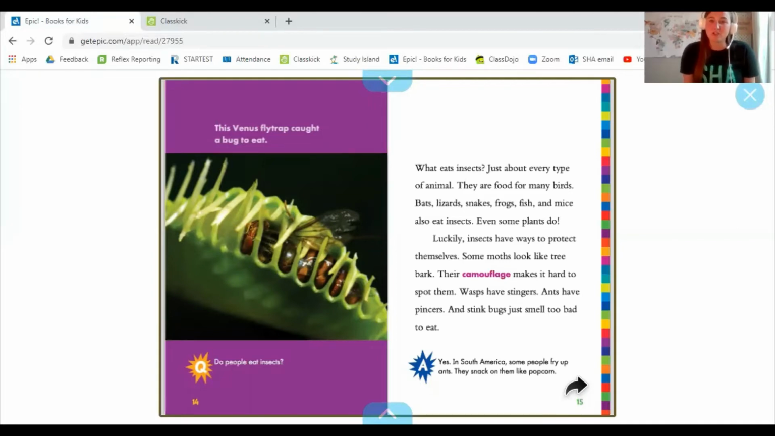Some moths look like tree bark. Their camouflage makes it hard to spot them. Wasps have stingers. Ants have pincers. And stink bugs just smell too bad to eat. Question: do people eat insects? Answer: yes, in South America, some people fry up ants and they snack on them like popcorn.